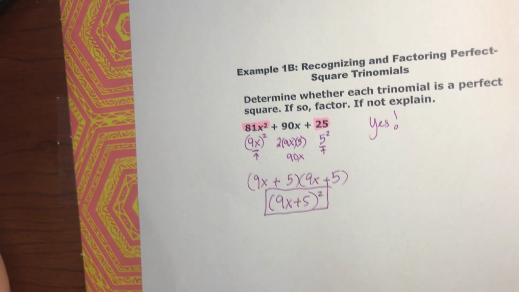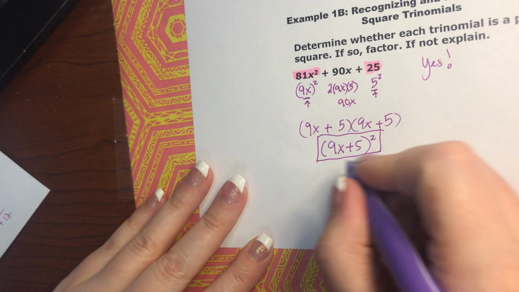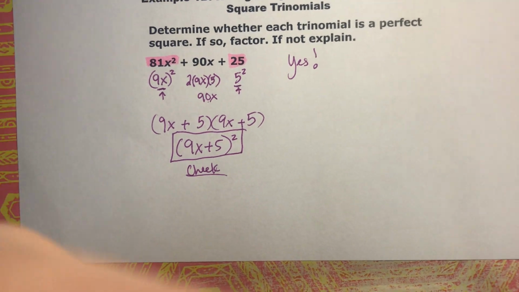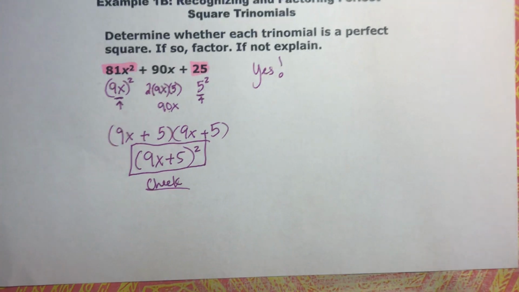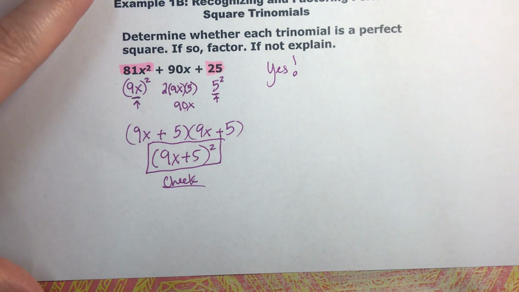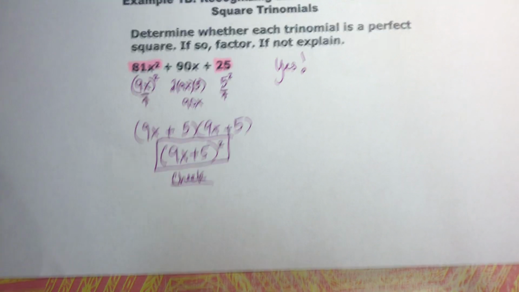And then I could always check this by doing FOIL, right? Let's go ahead and check it. So 9x times 9x. Oh my gosh, how long has it been shooting like that? Oh no, that's so terrible. What a horrible thing. Oh man, how long has it been like that? Okay, anyways, we're just going to keep shooting. I'm so sorry. That is so frustrating. Okay, anyways, we're going to keep going.